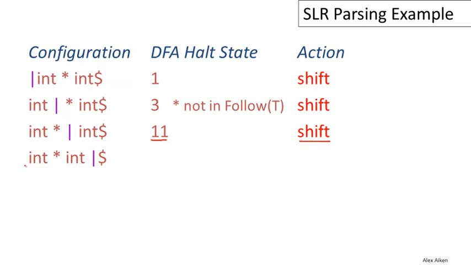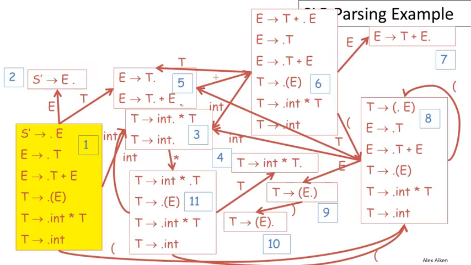And that puts us into this state where we have int times int on the stack, and we are out of input. We are at the end of the input. So let's see what happens on the stack int times int. The automaton reads it, int times int, and it winds up back in state 3.